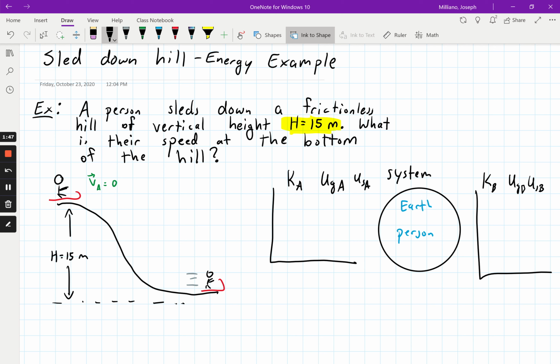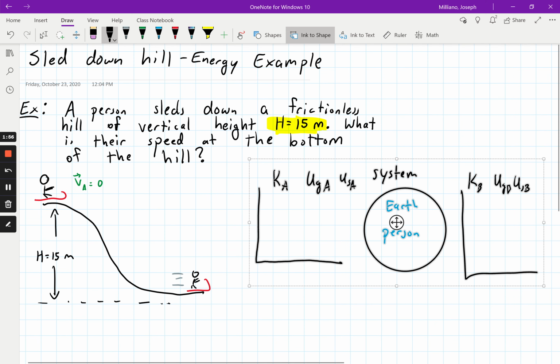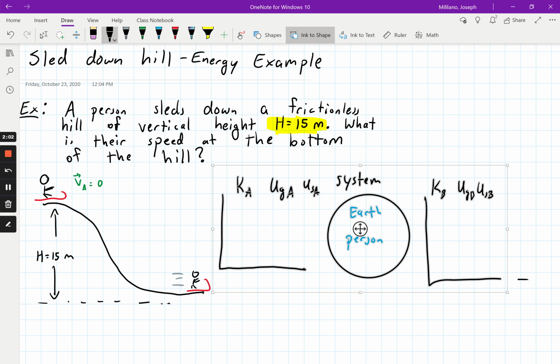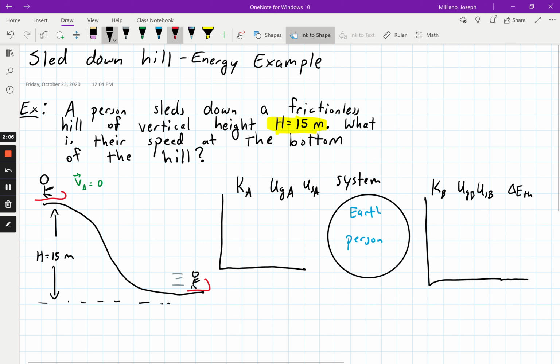I'm going to leave friction off of my L because it's a frictionless hill, and I ran out of room. Actually, you know what I'll do? I'm on a tablet here, so we'll just move that over a little so that we can make some room for that delta E therm addition. All right. Person starts at rest. I'm going to choose my reference height of y equals 0 to be the bottom of the hill.